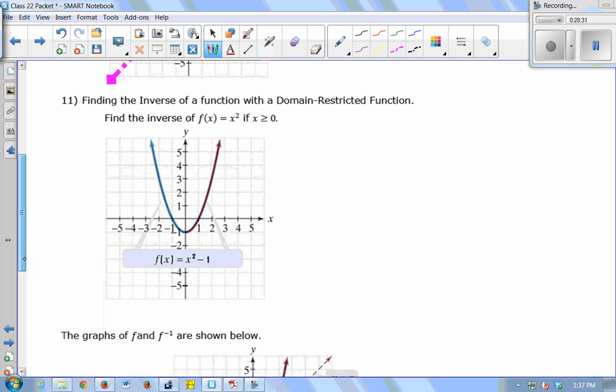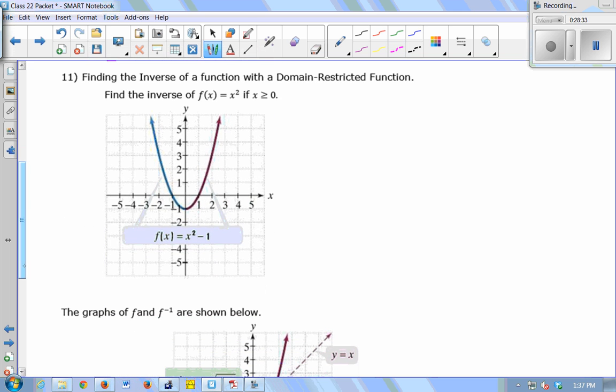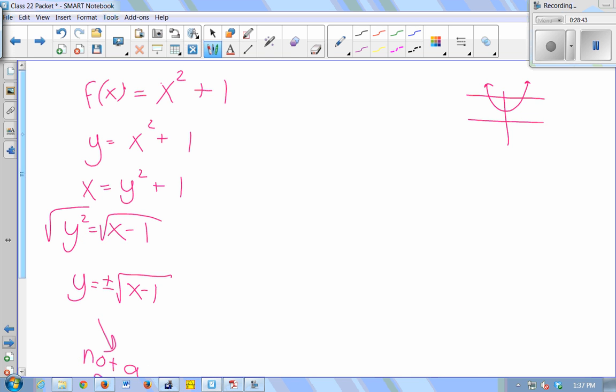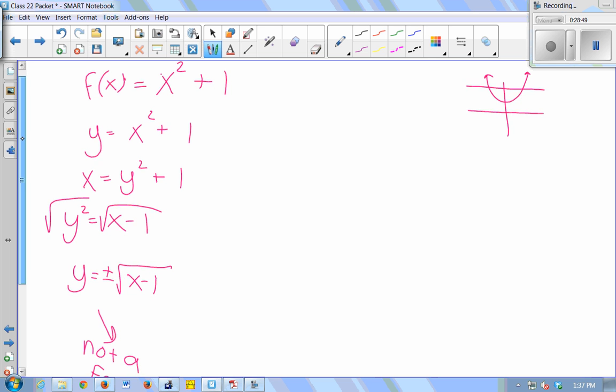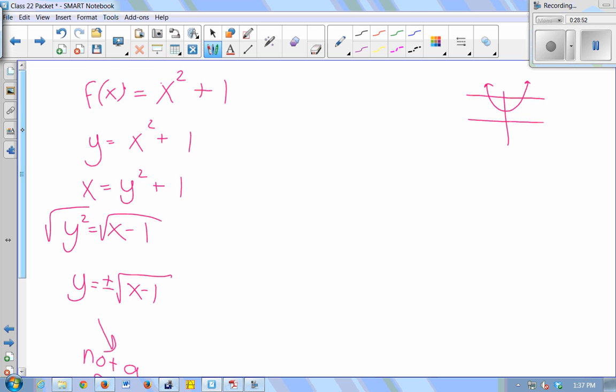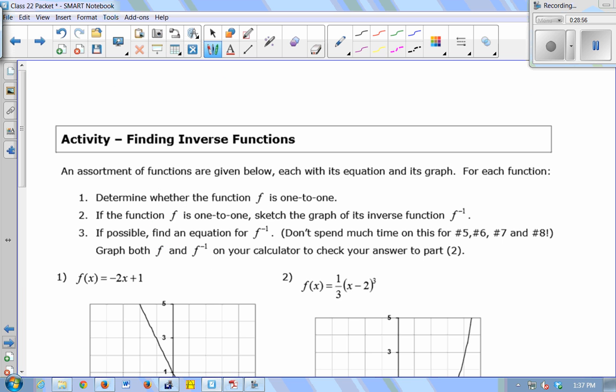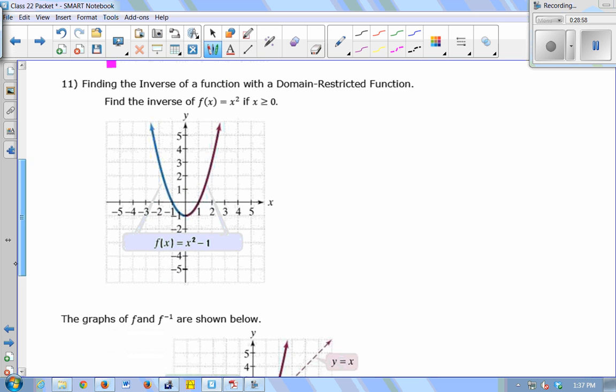Okay, so let's talk about what happens if we want to find the inverse of a function that has a restricted domain. Earlier today, we said if I want to find the inverse of f of x equals x squared plus 1, I can't, because x squared would come out the same. The inverse is not a function, right? That is because it doesn't pass the horizontal line test.